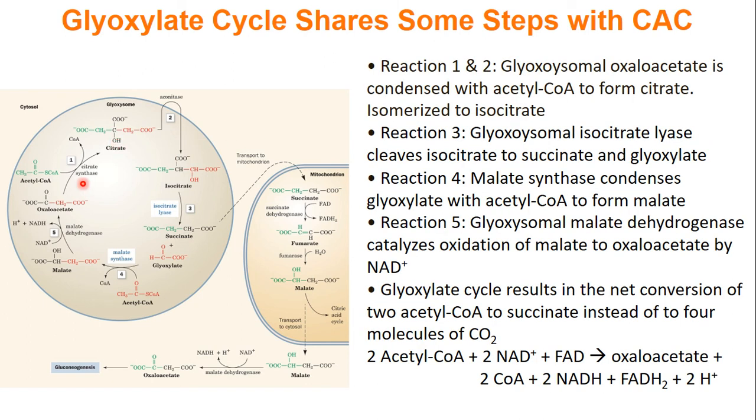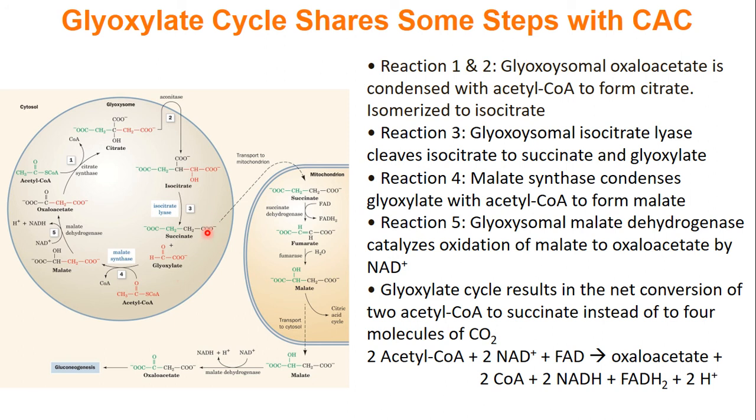So reactions 1 and 2: glyoxysomal oxaloacetate, so oxaloacetate in the glyoxysome, is condensed with acetyl-CoA to make citrate. And then aconitase can take this citrate and make it into isocitrate. So that's the first 2 reactions. Then we can take this isocitrate and using glyoxysomal isocitrate lyase, this will be cut to make succinate and glyoxylate.